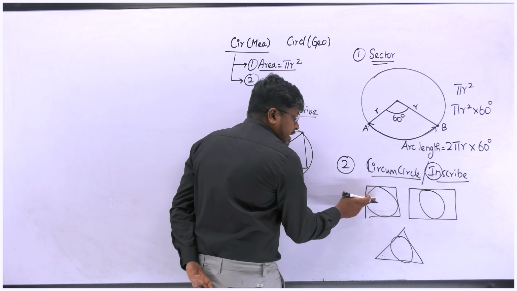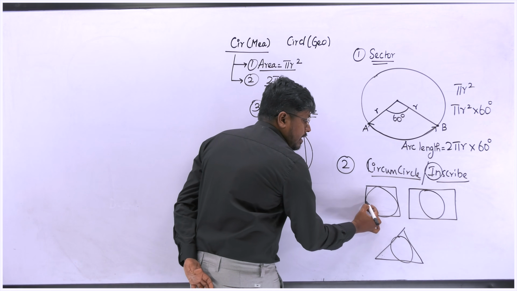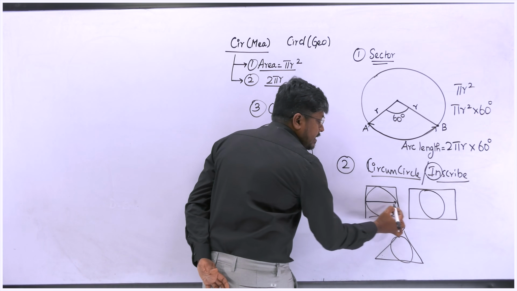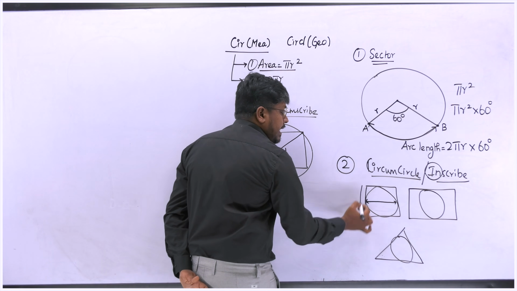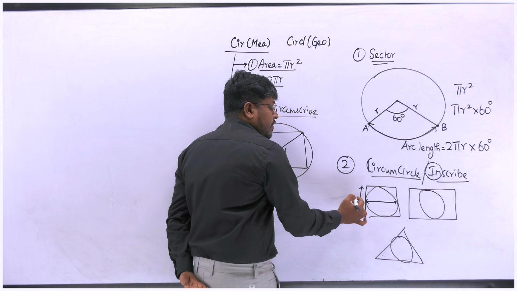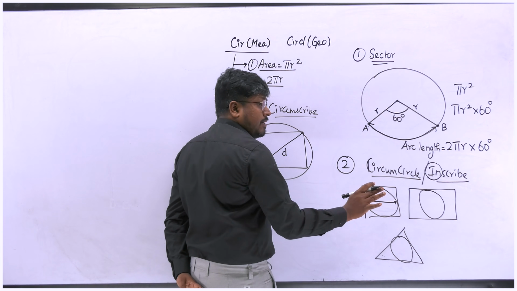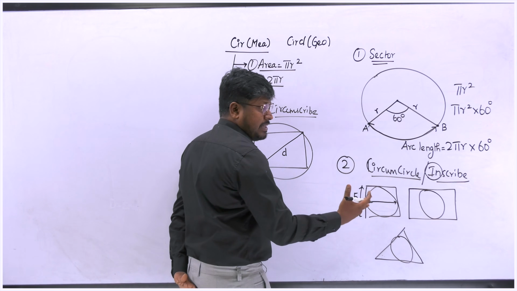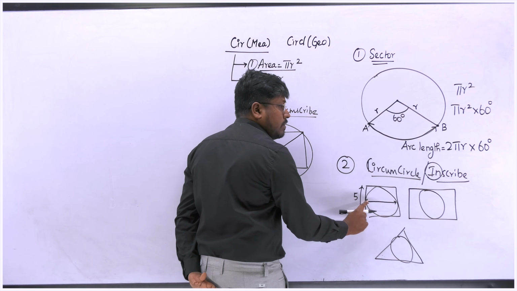Similarly, let's take a circle which is inside a square. If we need to find the diameter of the circle, then the resultant will be the side of the square. For example, if the side of the square is 5, all four sides will be 5, because in a square all the sides are the same. So if it is 5, 5, 5, then the diameter of the circle will also be 5.